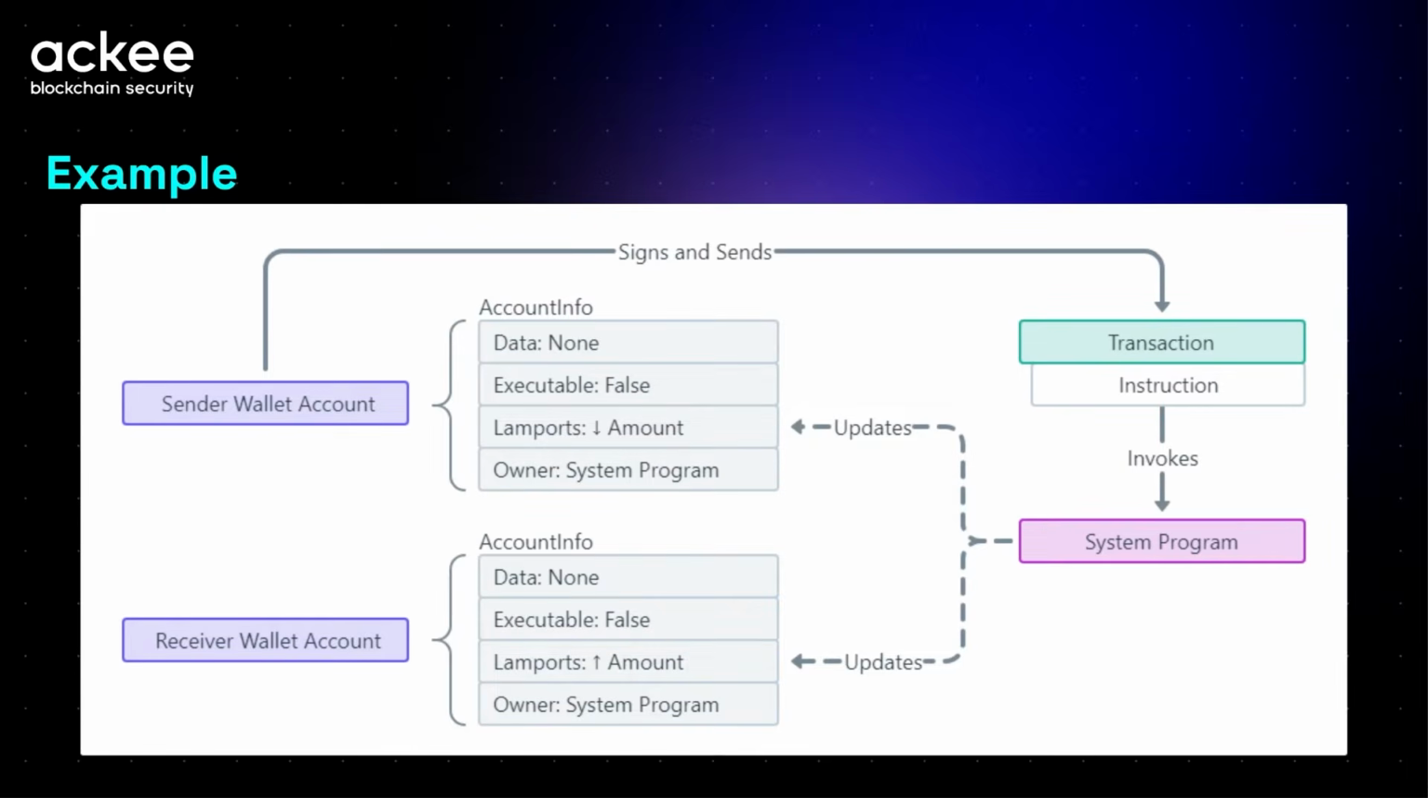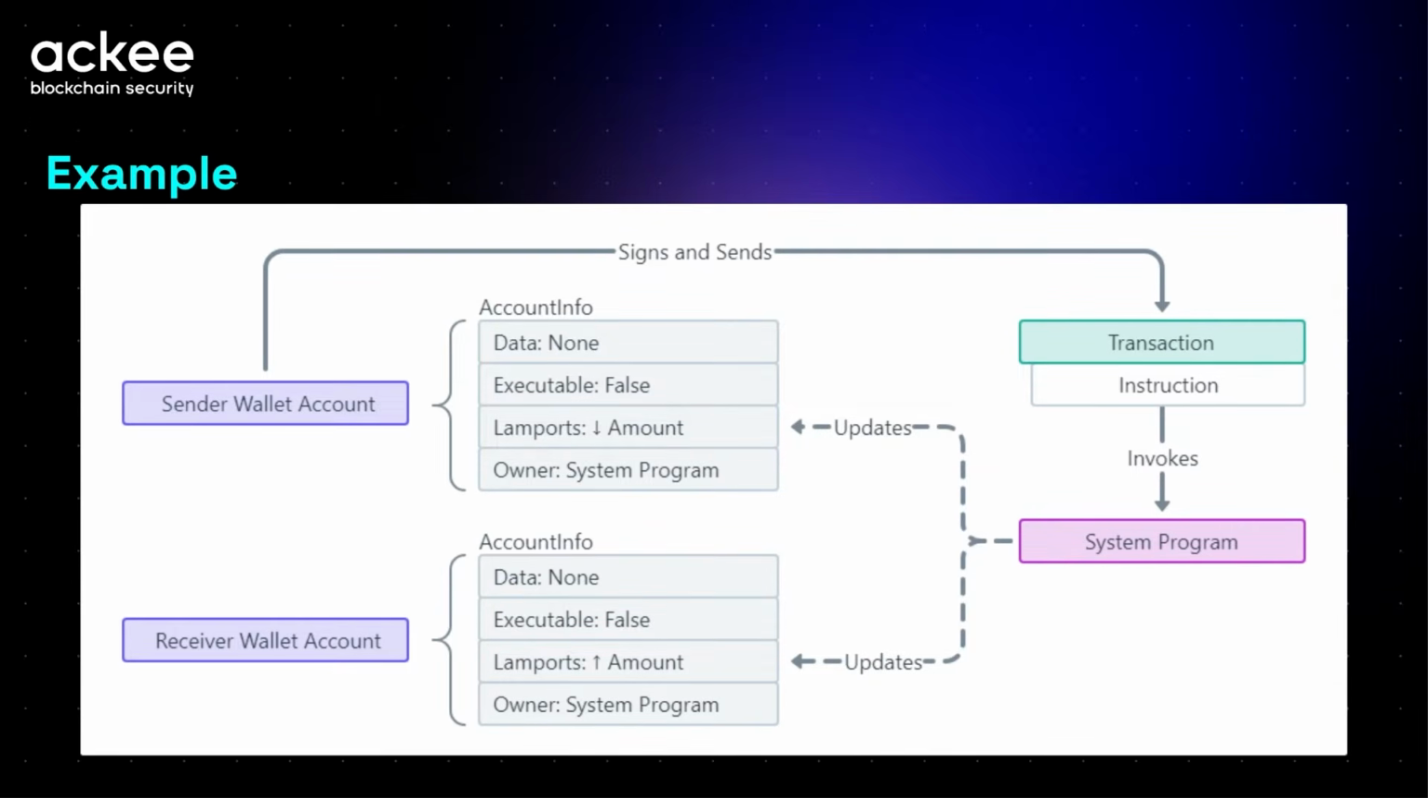Now let's have a look at this example. Again, from the left side to the right side, then to the middle. This is an example of transferring lamports with the system program transfer instruction. Let's start with the sender wallet account. This account does not contain any data, it is not executable, it contains some amount of lamports, and the owner is the system program.